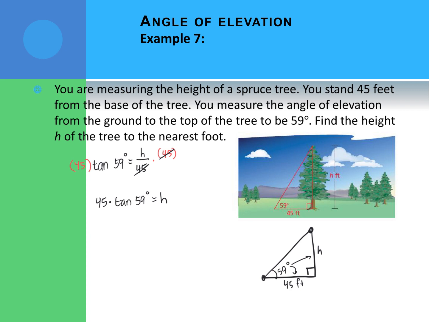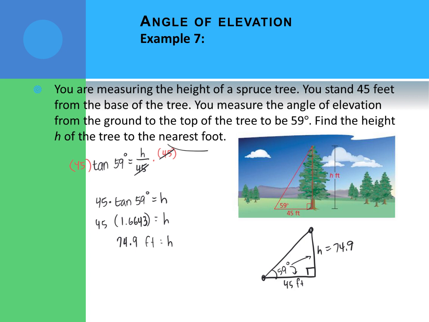When I come over to my calculator, I would normally leave it in my calculator. I would never really write out what the tangent of 59 is, but I'm just doing it for you. Make sure that when you type tangent of 59, you get 1.664, let's say rounded to 3 places. Then I multiply that by 45, and I get 74.9 feet is equal to the height.